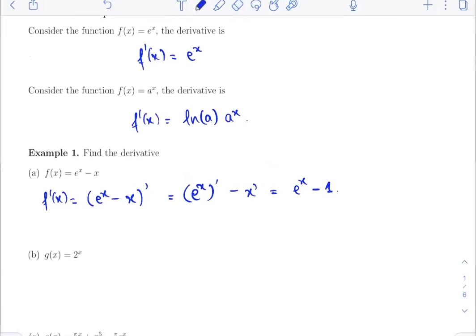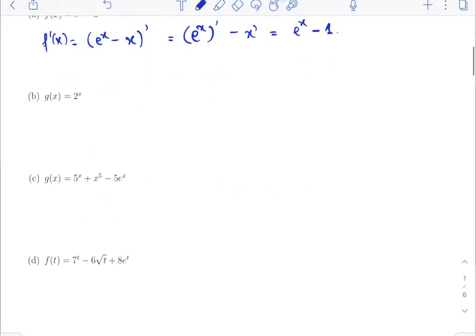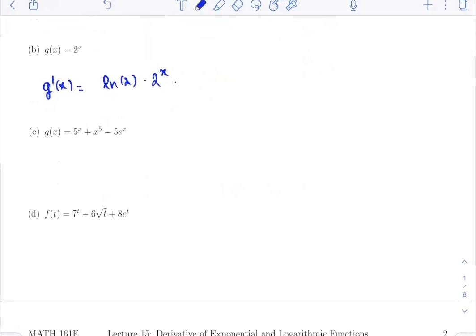Now let's move on to the second problem. I have the function g of x equal to 2 to the x. Again, if you apply the derivative of the general exponential function, in this case the base is equal to 2. Therefore, the derivative of the function is ln of 2 times 2 to the x. Now let's move on to a little bit more complicated problem.